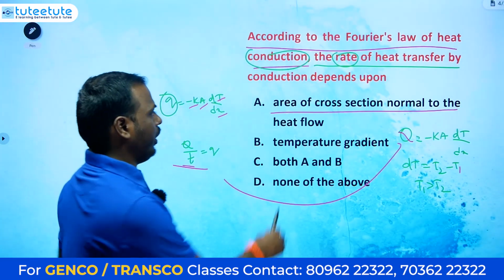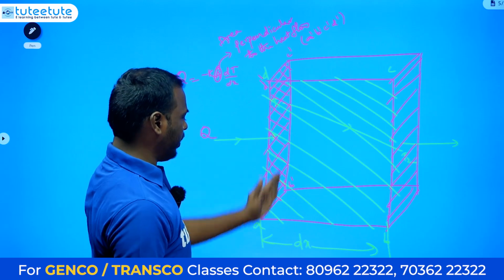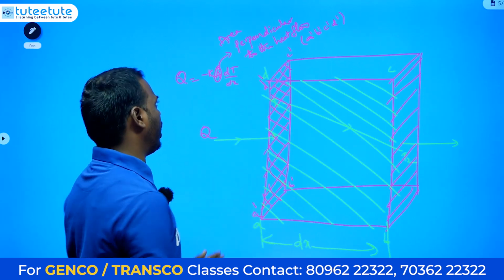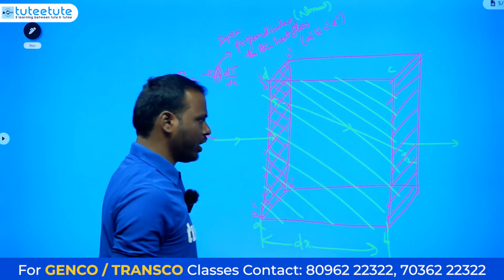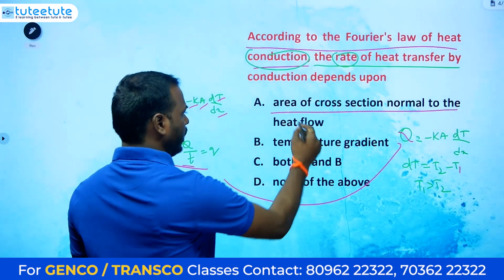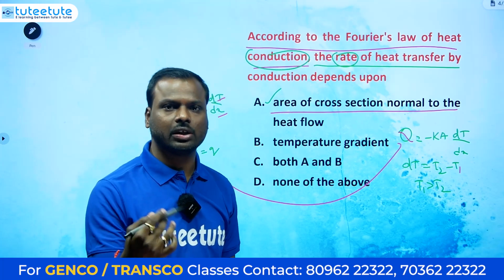Here, area of cross section normal to the heat flow. Normal to the heat flow is nothing but A dash, B dash. Normal or perpendicular, both are same. Remember, normal or perpendicular, both are same. Yes, this is correct. The second one, temperature gradient. Temperature gradient in the sense dt.